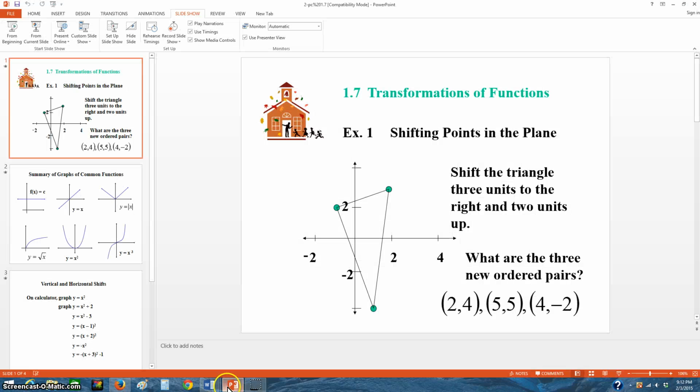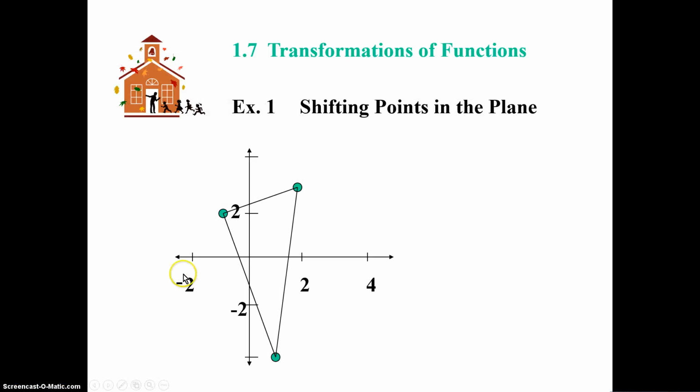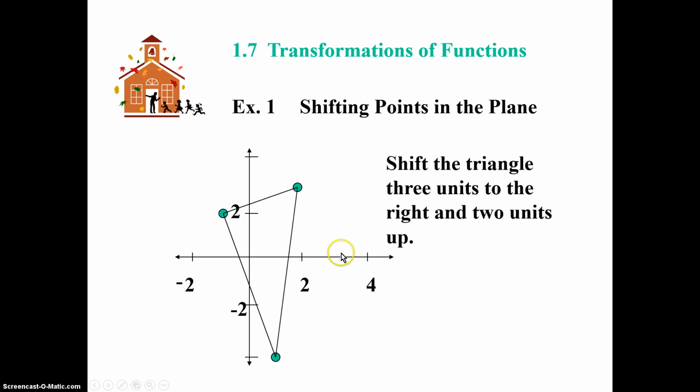Okay, so we're going to plot those points as they are. Remember, this point right here is actually going to be 2, 3. This one over here will be negative 1, 2. And this one down here will be 1, negative 4. The instructions say to shift the triangle 3 units to the right and 2 units up. So that's exactly what we're going to do.